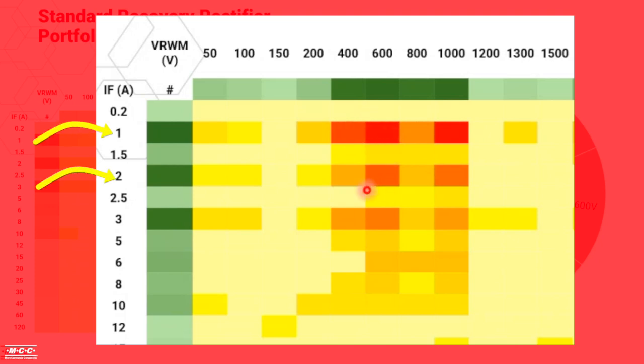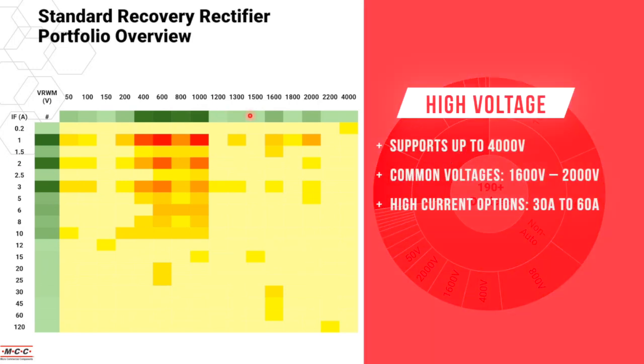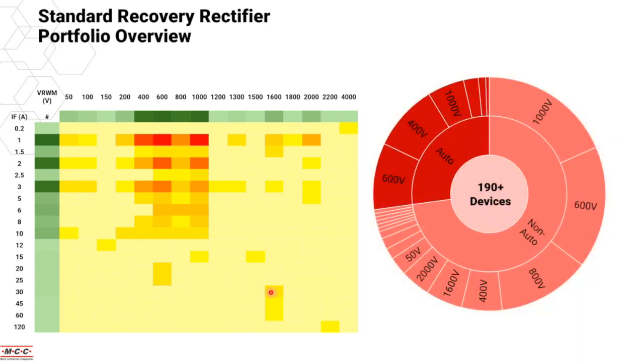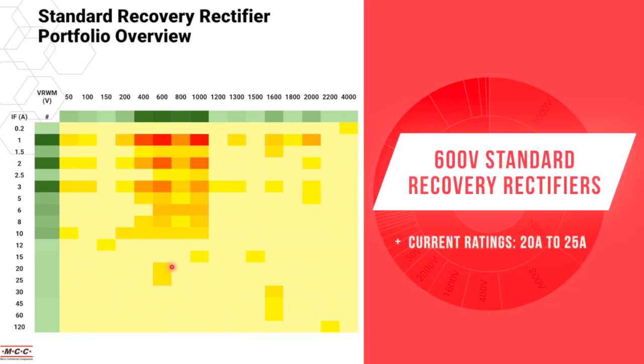So 1 ampere, 2 amperes, 3 amperes, these are all the common rectifiers, covering the voltage range of 400 to 1000 volts. We also have rectifiers in the high voltage range up to 4000 volts. The one that is commonly used in the market is between 1600 volts and 2000 volts. So for high voltages, we have standard rectifiers in the current range of 30 amperes up to 60 amperes. And for 600 volt devices, we have the current range of 20 to 25 amperes for the high current versions.